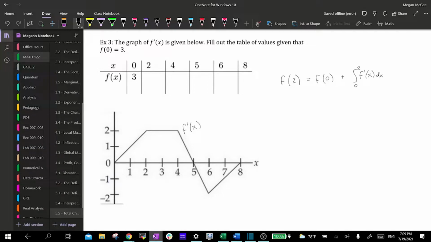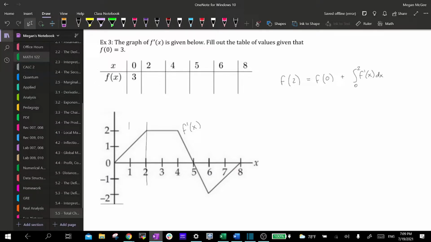Okay? So we're going to come down here and look at our graph. From 0 to 2, we need to determine how much total change happens here. Well, first of all, we are above the x-axis, so we know we will be positive. All right. And then the next thing we can do is go ahead and use our counting boxes technique.